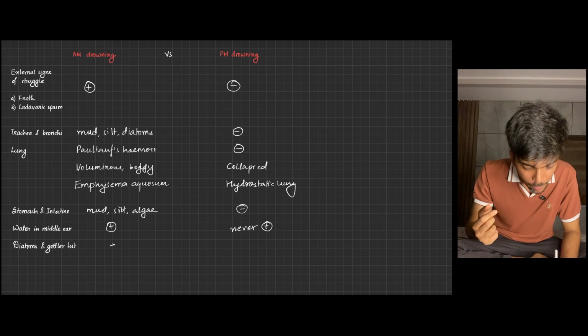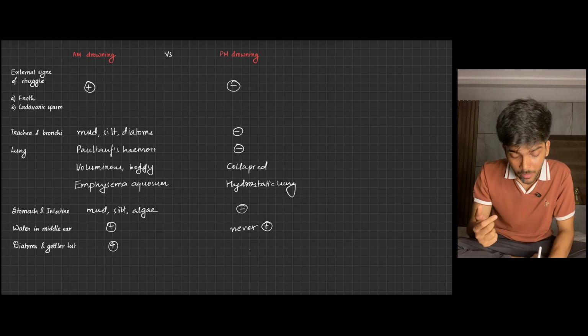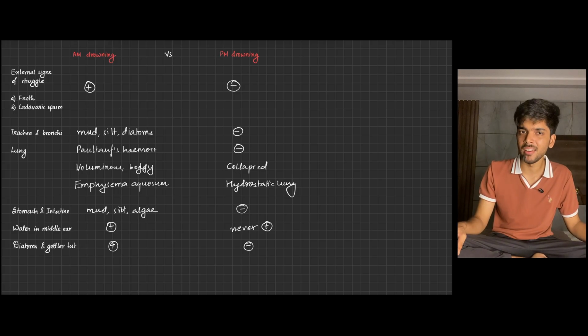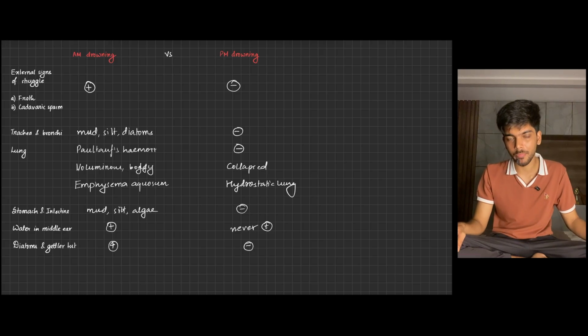Diatoms and Gettler test are positive for ante-mortem drowning, but they are negative for post-mortem drowning, which begs the question, what exactly is diatoms test and Gettler test? So let's learn about them. There are two very important tests that you need to know under the topic of drowning, and they are the diatom test and the Gettler test.